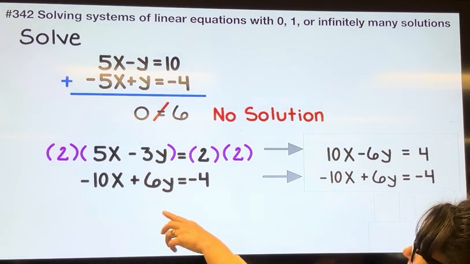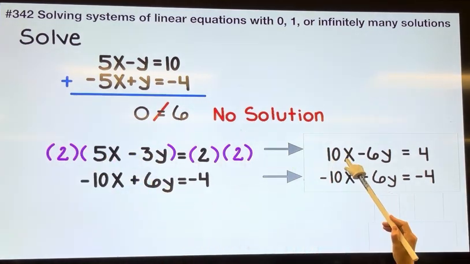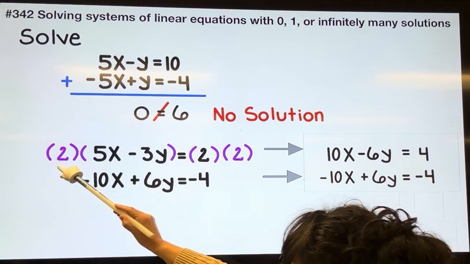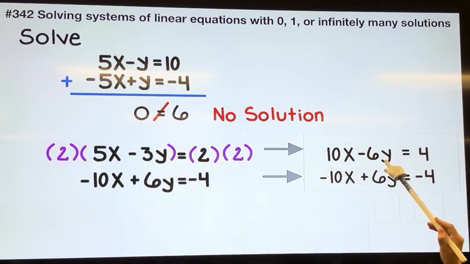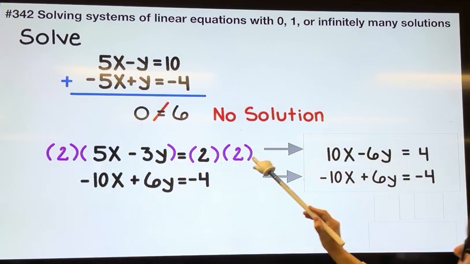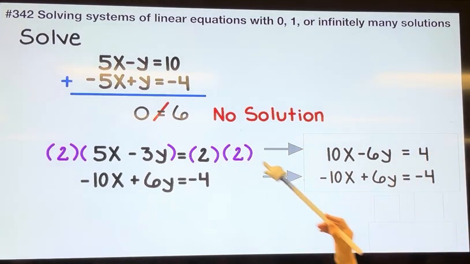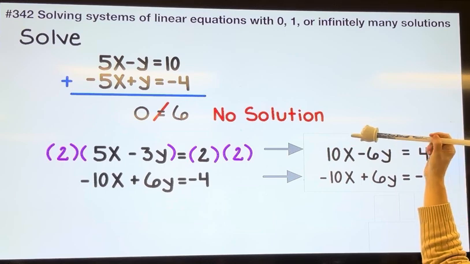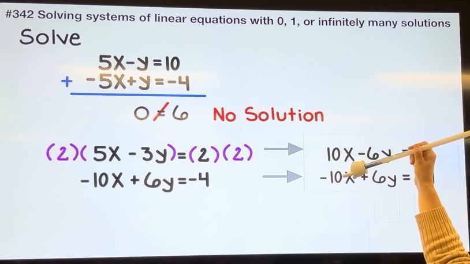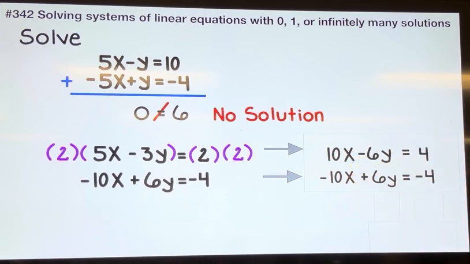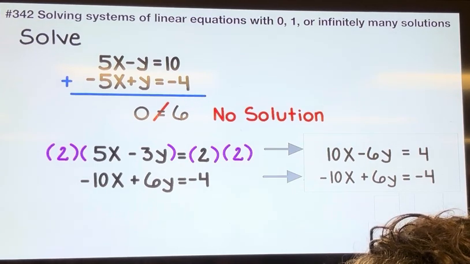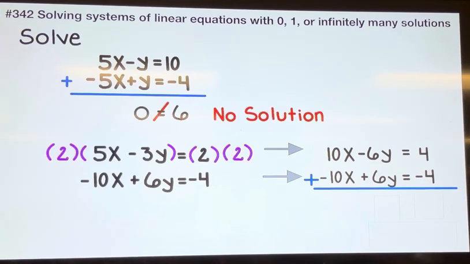But when I multiply through, 2 times 5x is 10x. 2 times negative 3y is negative 6y. And 2 times 2 is 4. So by multiplying both sides by 2, we accomplished opposites. I have 10x and negative 10x. So I'm ready to draw my line and add them together. So I draw my line, I go to add them together.